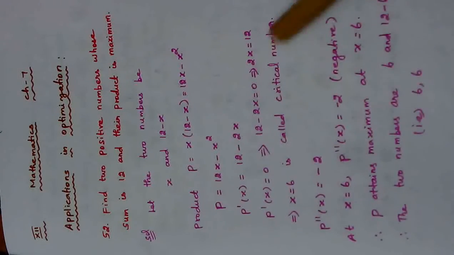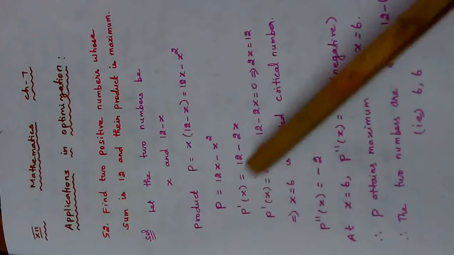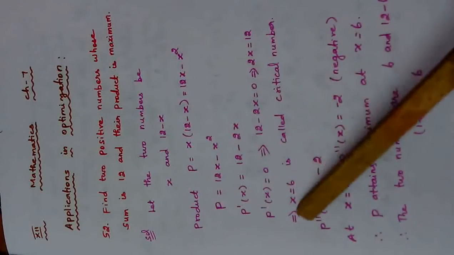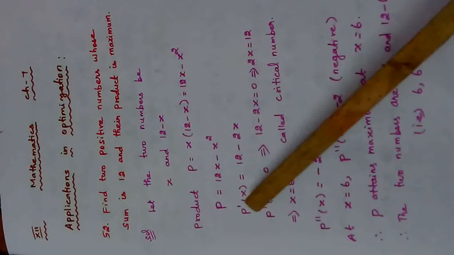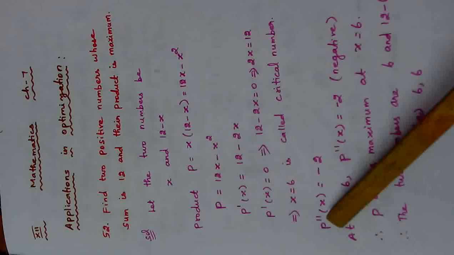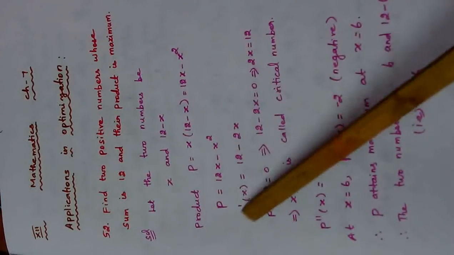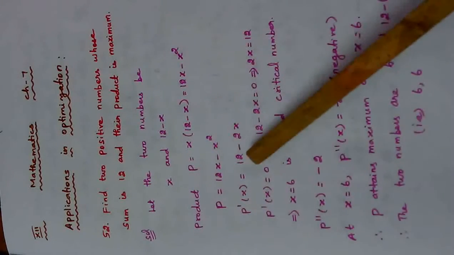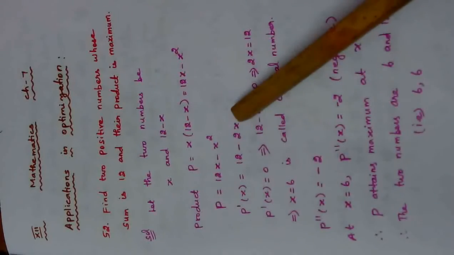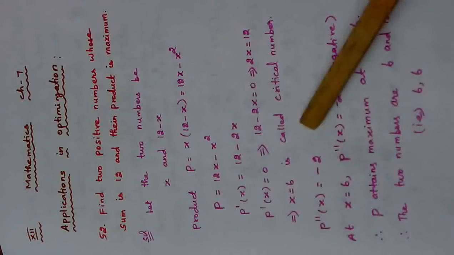So this is called critical number, right? Because we have seen so many problems of similar kind, we know very well this number is called critical number because it makes the first derivative 0. So after finding the critical number, we need to find the second derivative of the product function. That is, I have to find p double dash of x. So I need to differentiate this one more time. So p dash of x becomes p double dash of x, 12 becomes 0, 2x becomes 2 with the minus sign, so minus 2. So second derivative value is minus 2.